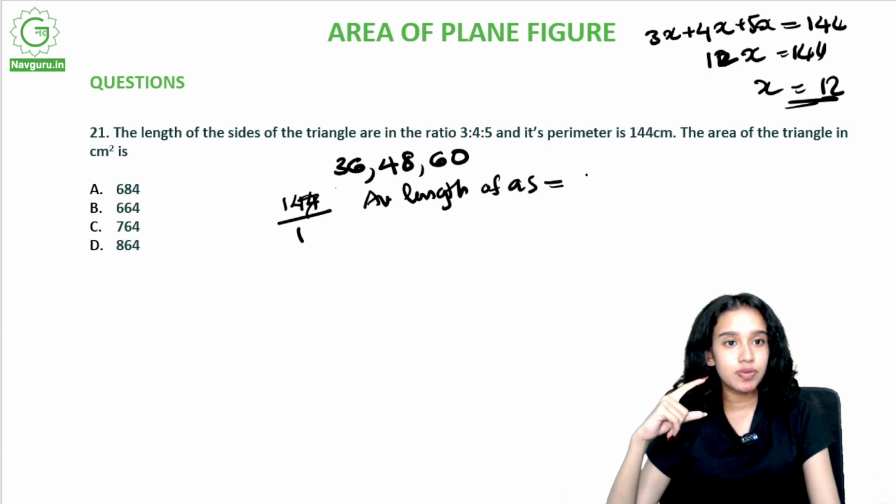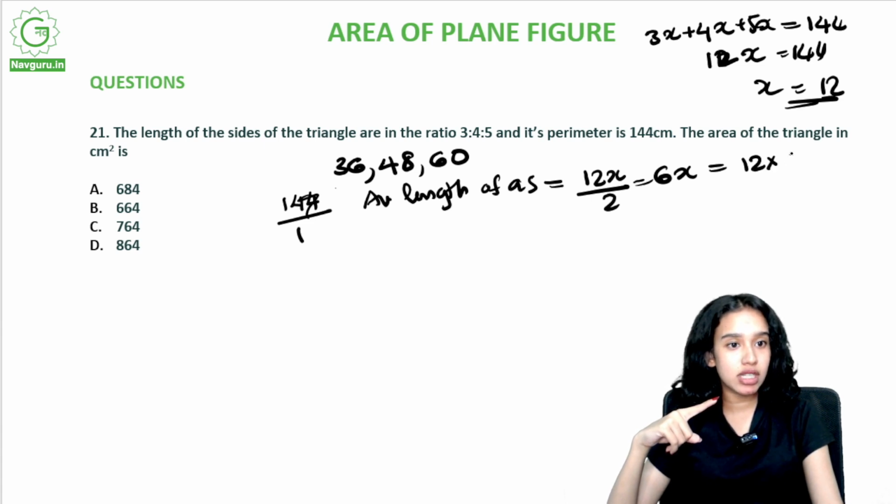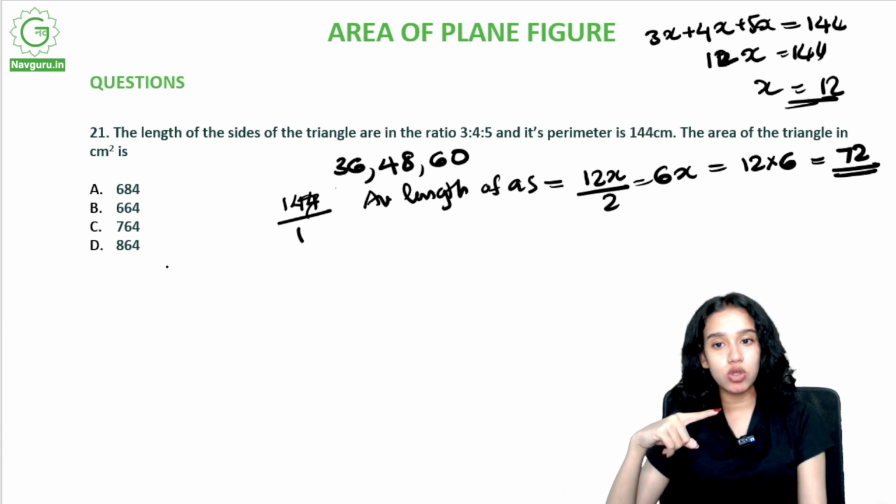The average length of a side would be equal to, what is 3x plus 4x plus 5x? That is 12x divided by 2, that is equal to 6x. Now x we know the value is 12. So what is 12 into 6? That is 6 2s are 12 and 6 1s is 6 plus 1 is 72, right?